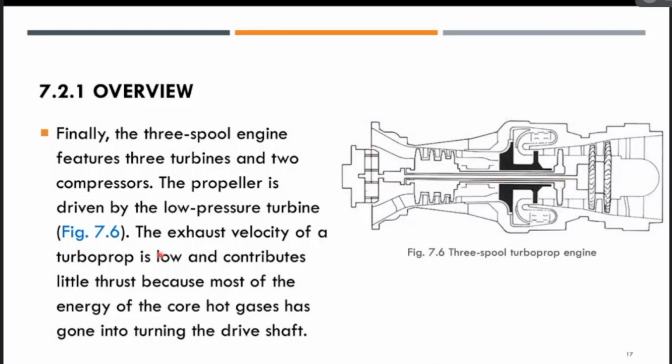The exhaust velocity of the turboprop is slow and contributes little thrust because most of the energy of the core hot gases has gone to turn the drive shaft, to turn the big propeller in front of the engine.